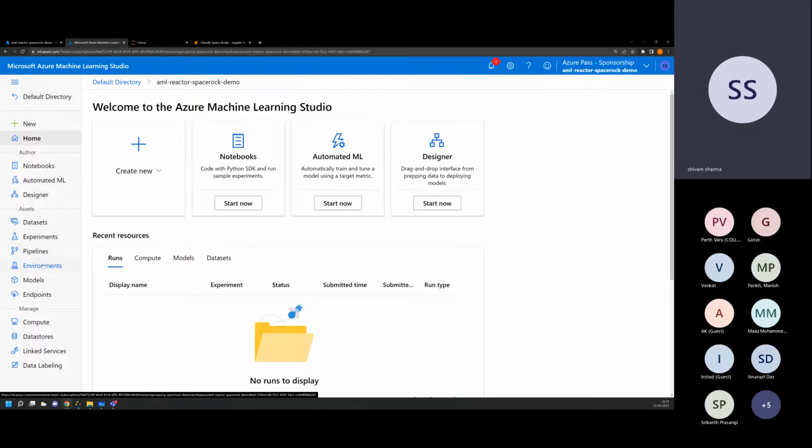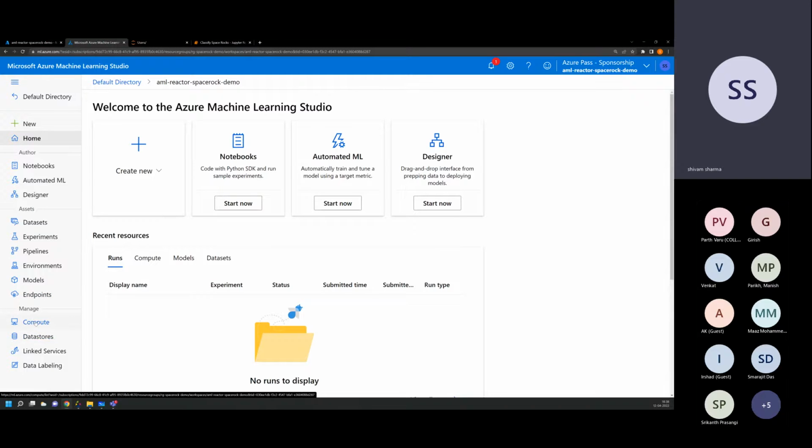Environments are simply environments, like PyTorch is what we are using. TensorFlow is another environment, and so on and so forth. You may create your own environment, so you can keep it. Trained models can be saved over here. Endpoints are for when you deploy any model, let's say you deployed it somewhere, so that API endpoint is what will be listed here.